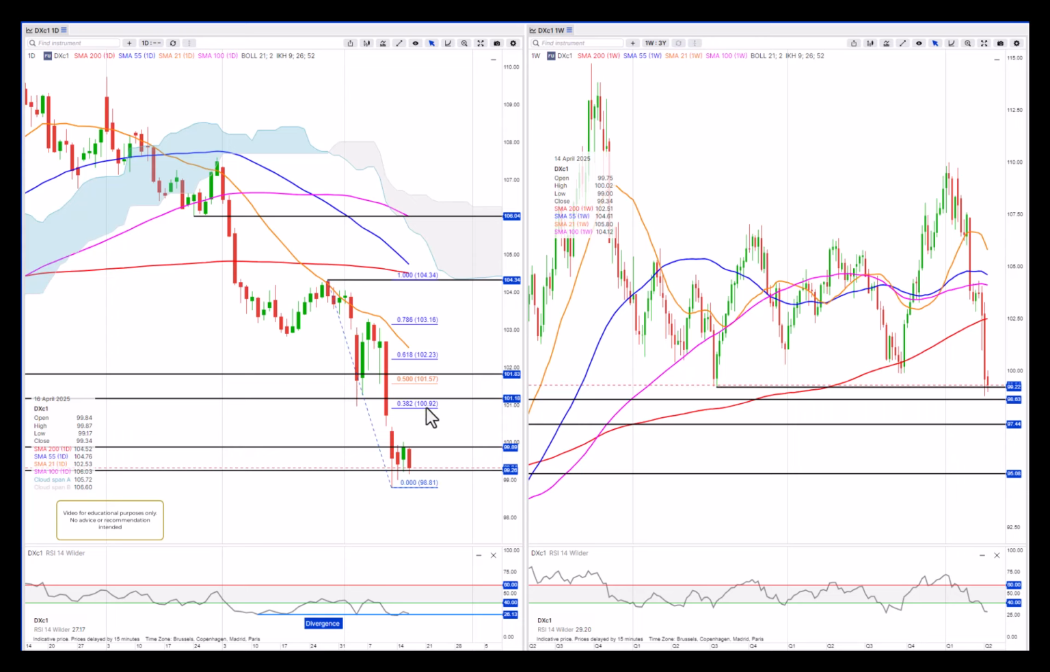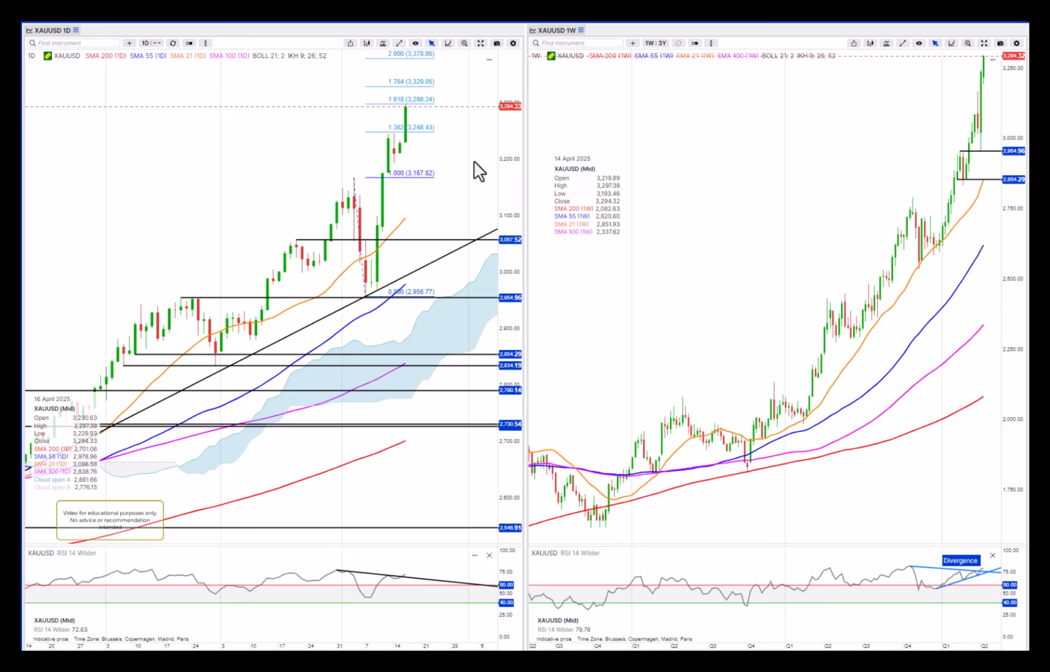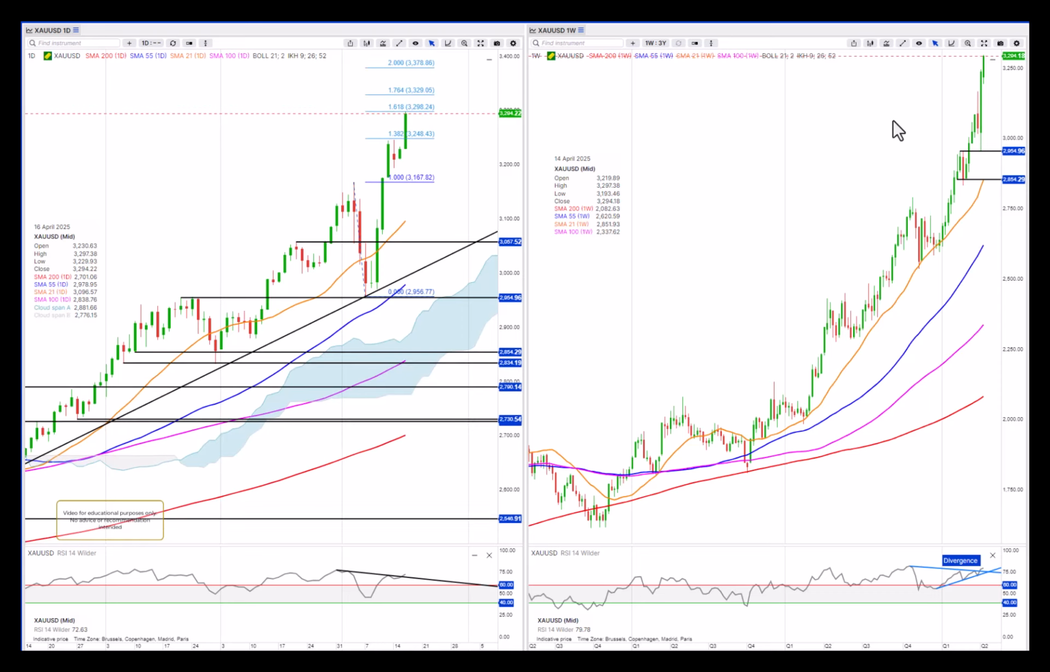Gold pushing higher, and it has almost touched 3,300. 3,297 and a bit. And I think it will actually break above 3,300. The 161.8 projection has been reached within a few pennies, and I think it will push higher here. Could push higher towards 3,400. RSI has broken above its falling trend line.